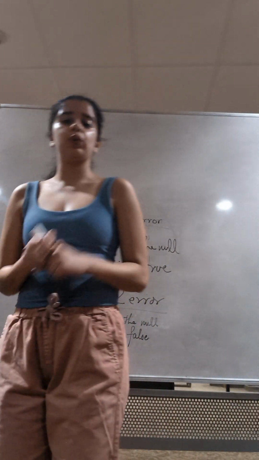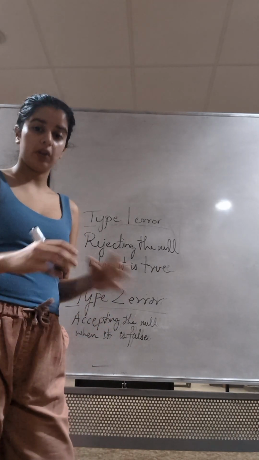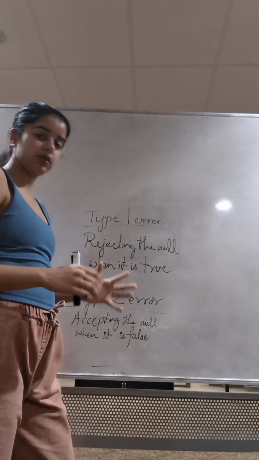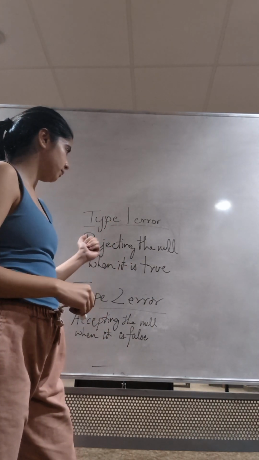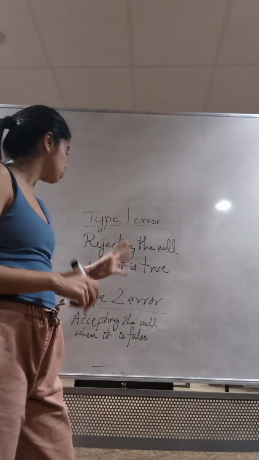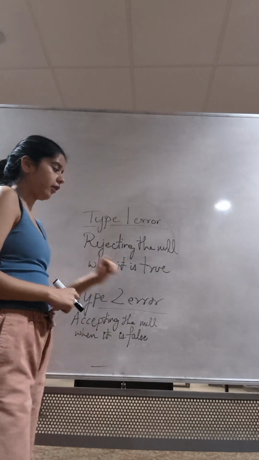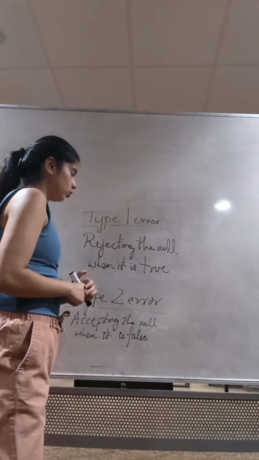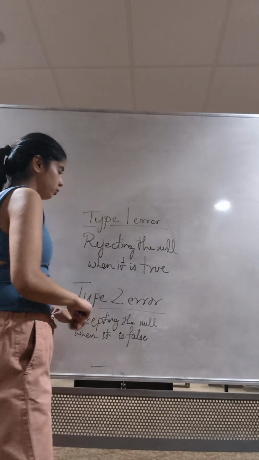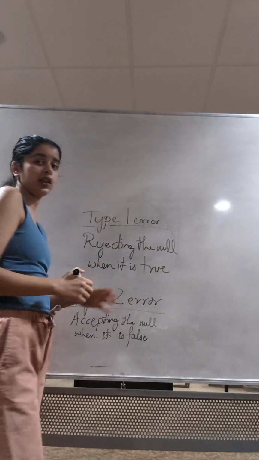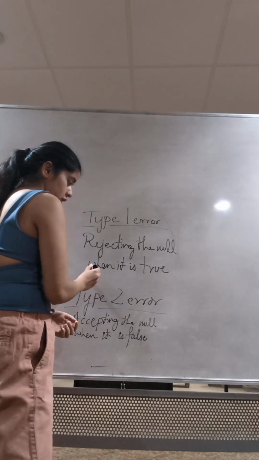Okay, so now we will talk about type 1 and type 2 errors. This is sort of an extension of what we discussed before. A type 1 error is when you reject the null hypothesis when in fact it is true. The null, as we know, states equality. So you reject the null, which means you say that two things are unequal, but in reality they are equal.